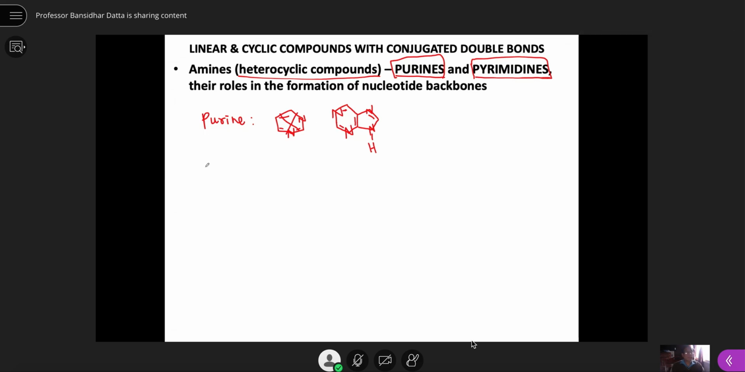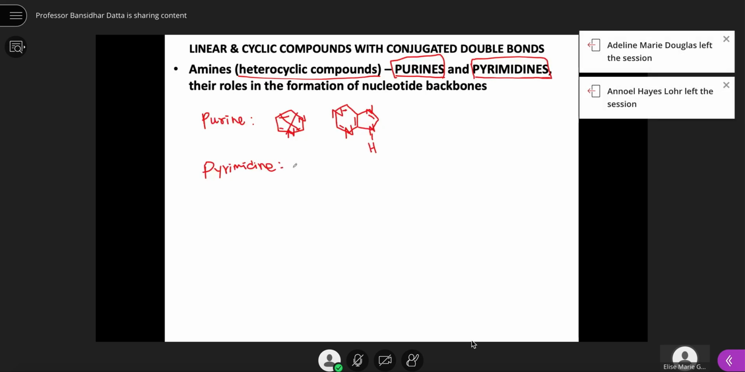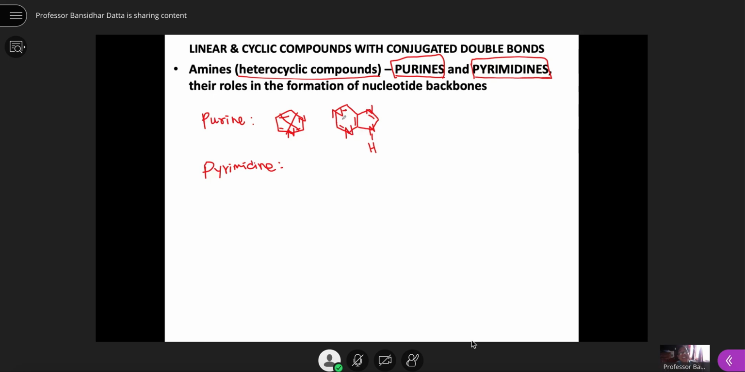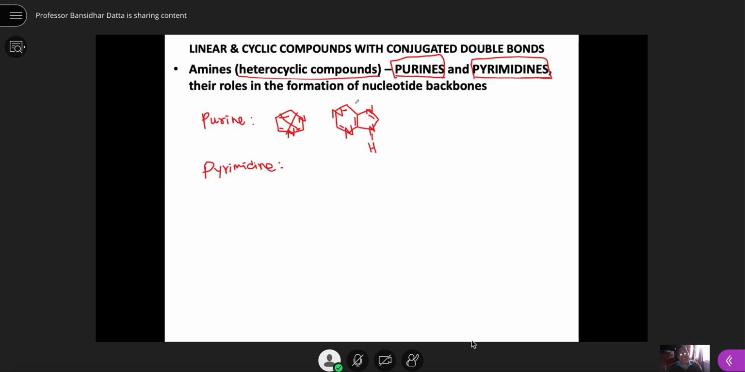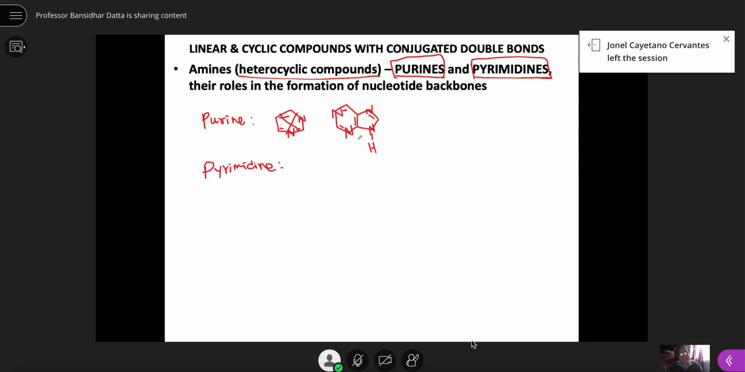The next one is pyrimidine. Let's see how the skeleton of pyrimidine looks. They are heterocyclic compounds too. I have a question. Is the second ring in the purines only 5-sided? That's right. It is a 6-membered ring plus a 5-membered ring together. That's the heterocyclic compound. Two cyclic molecules are together. That is correct.